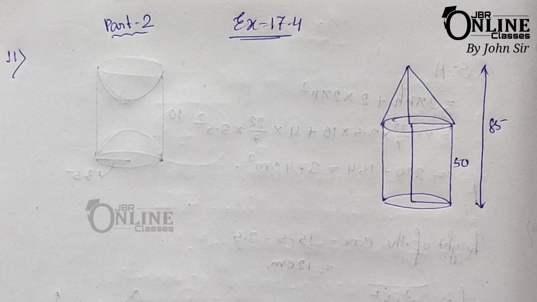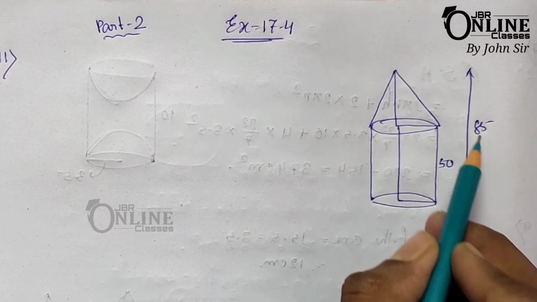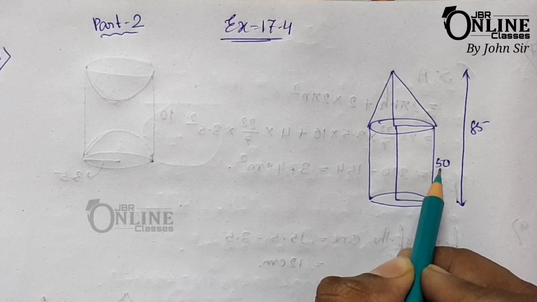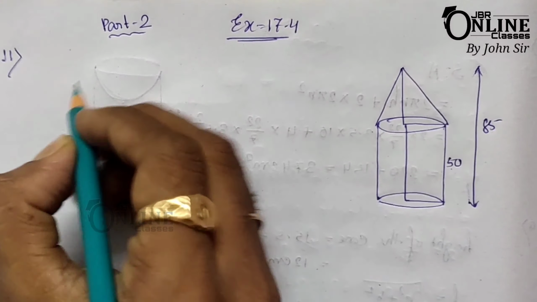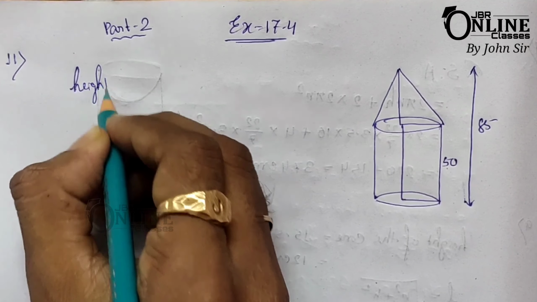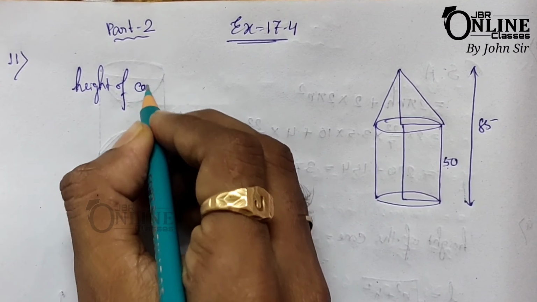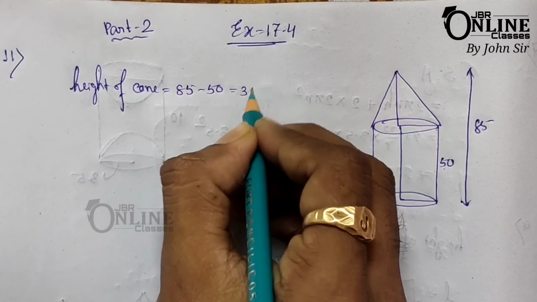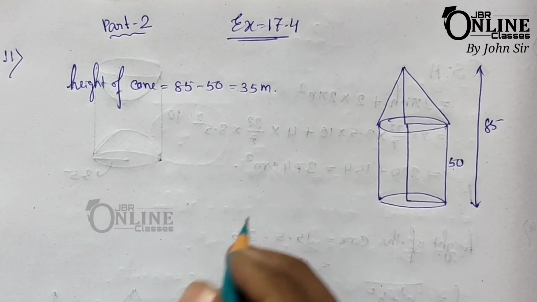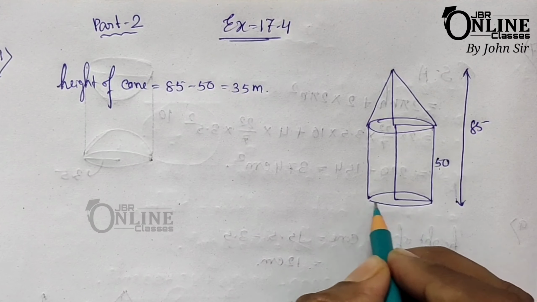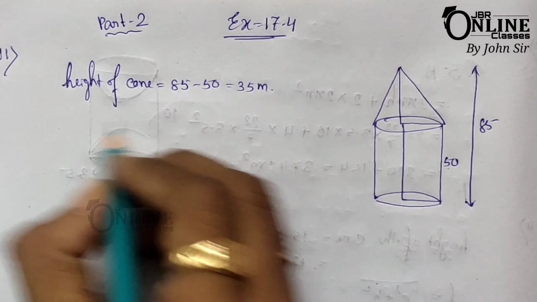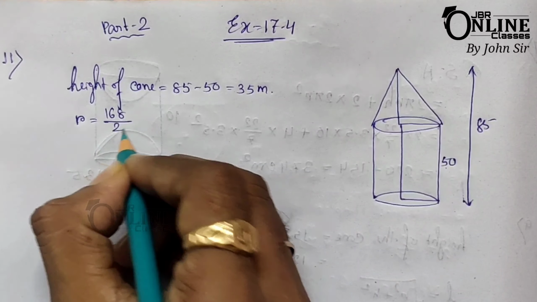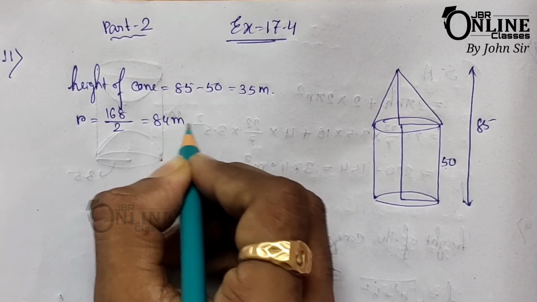Okay, so here the total height of the tent equals 85, and the height of the cylindrical portion equals 50. So the height of the cone will be 85 minus 50, and that equals 35 meter. Now the base diameter equals 168, so radius equals half of the diameter, that means 168 by 2, that equals 84 meter.